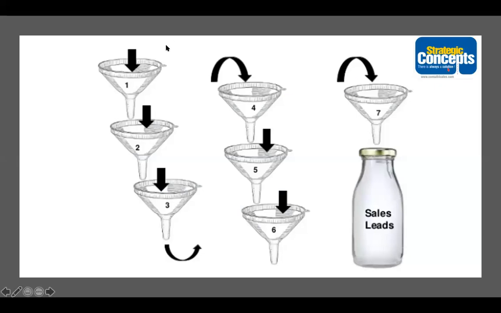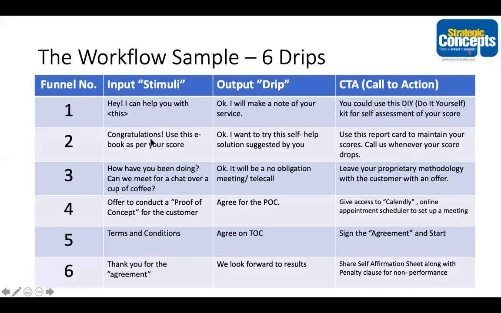Now, the drip coming out of funnel 1 will enter funnel 2. In funnel 2, my message is, congratulations, use this ebook as per your score. I first gave a do-it-yourself kit and asked the person to assess their business on a score. Then after 7 days or 10 days, which is also a matter of strategy, I feed the second stimulus and say, thank you for your interaction. Why don't you use this ebook as per the score you got from the do-it-yourself kit?